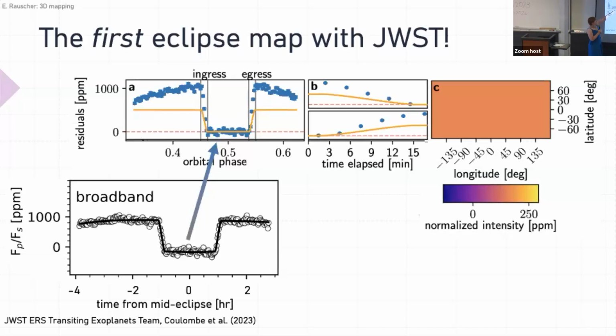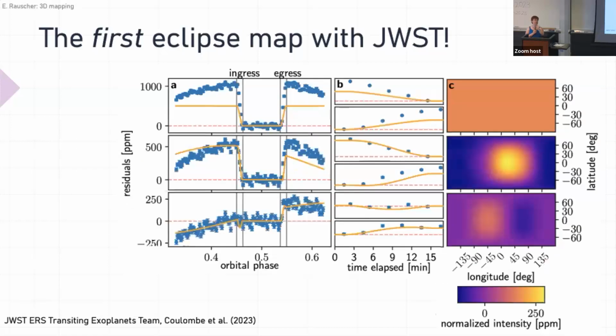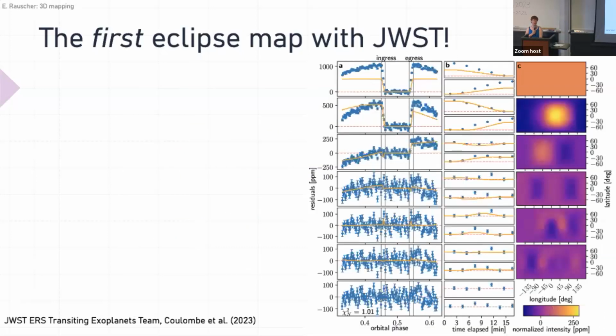And now you're seeing a fit of a uniform component map. In the middle, you're zooming in on those regions of ingress and egress. And on the right, you see the map that corresponds to this curve. And it's just uniform, right? No spatial information. And it does not fully explain the data. So you add another term that allows a gradient across the day side. You add another term that gives you an east-west shift. You give another term and another term.